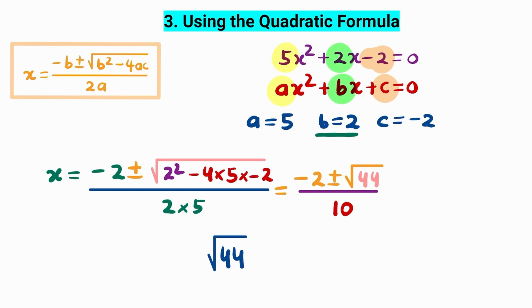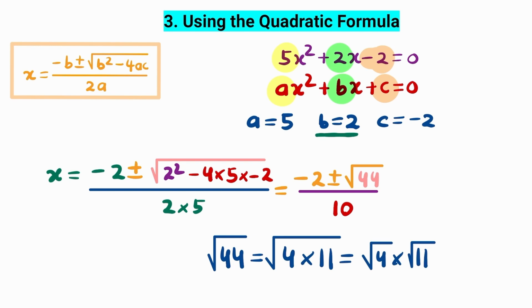Now we can see that 44 is equal to 11 times 4. So we can rewrite it as square root of 4 times 11. Since 4 and 11 are being multiplied, we can split this square root into two square roots like this: square root of 4 and square root of 11. Now we have a perfect square here, the square root of 4.